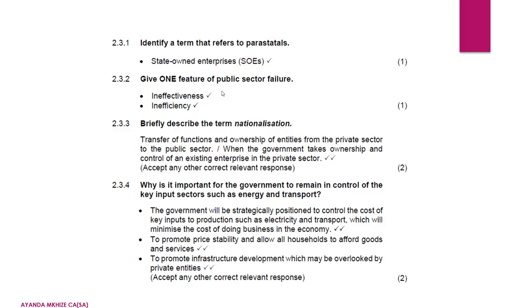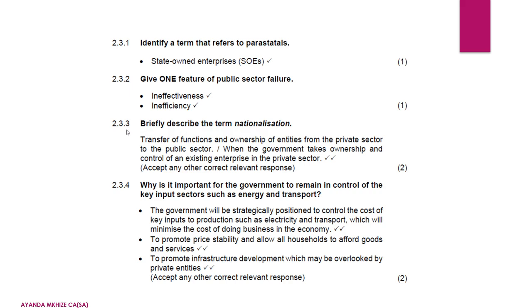That means we're correct. Number 2, we're asked to give one feature of public sector failure. You're only required to provide one, right? That means only one you would have provided. And when I was going through the question with you, I spoke about ineffectiveness of the public service and inefficiency of the public services, as well as the issue of accountability. If you see here, we have all that. So only one you would have provided, ineffectiveness or inefficiency, and then you would have gotten one.